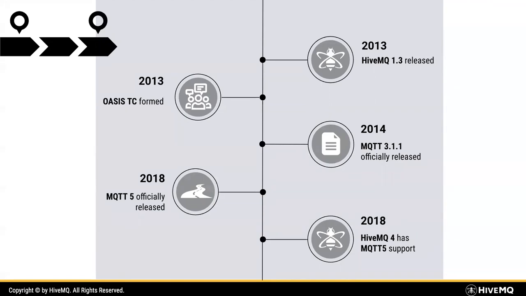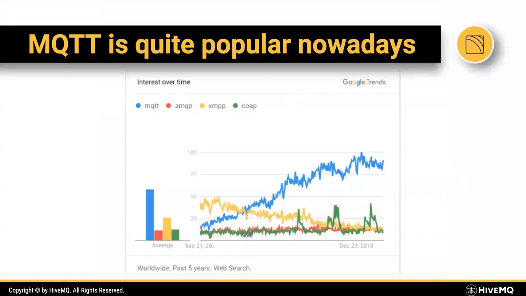Also in 2018, HiveMQ 4, which is the newest generation of our product, got MQTT 5 support. So we have supported MQTT 5 for quite some time. Also, MQTT is really popular today. You see here a chart from Google Trends, on Google search. People are really interested in MQTT, and it's the default protocol for any IoT communication nowadays.